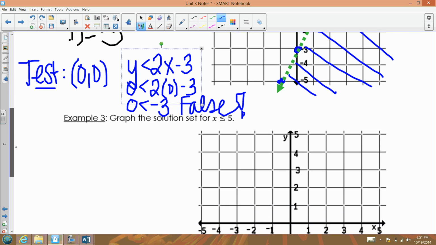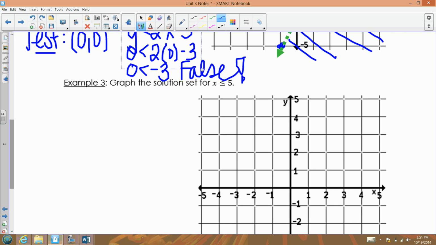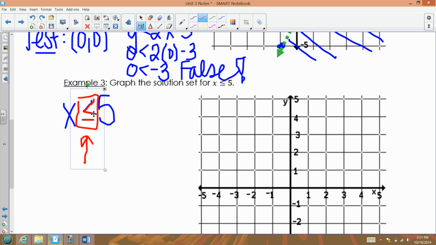So let's look at one last example. And this one we're going to graph the solution set for x less than or equal to 5. So remember, this is going to be a vertical line going through 5. And because of my inequality symbol, since it has the equals bar underneath, it can equal 5, but it can also be less than 5. So for this one, it's going to be a solid line.